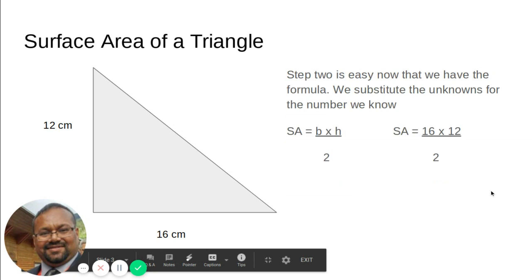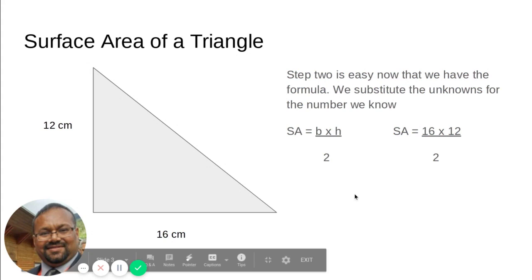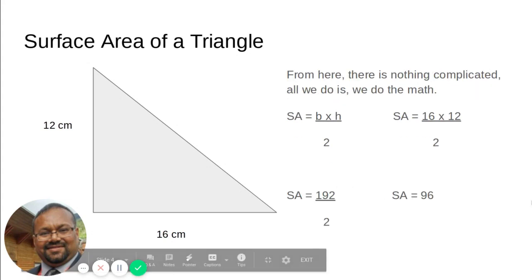Next step, after we write down the formula, is we basically substitute the formula parts for what we know, the knowns. We substitute the unknowns for the knowns. So in case of our formula, our base is 16, our height is 12. Okay. So second step, all we've done is just taken the same formula, substituted the values in for the letters, and now we're going to go to step 3, which is easy. Now you just do the calculation.